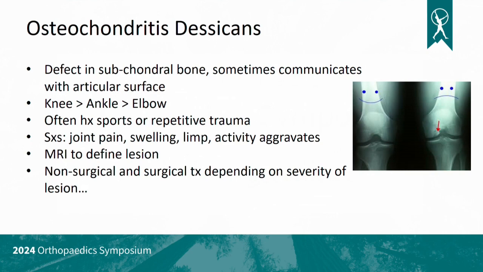OCDs, these are basically an area where the subchondral bone under the cartilage starts to break down. And the thought is that a lot of this is due to repetitive microtrauma. Nobody knows for sure, but the subchondral bone underneath the cartilage breaks down. They usually start to have a limp, sometimes joint swelling with sports. And we typically identify these on X-ray. Sometimes in the early phases you can't see it on X-ray, but you'll see it on an MRI.